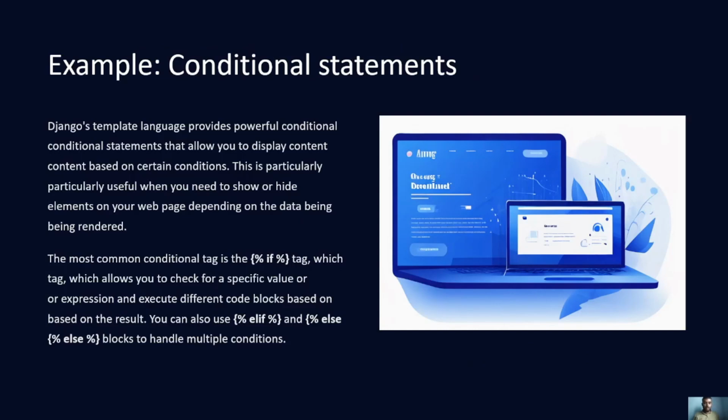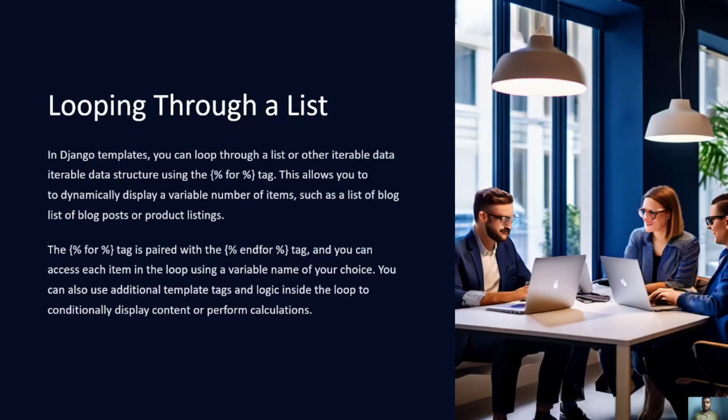Conditional statements. Django template language provides powerful conditional statements that allow you to display content based on certain conditions. This is particularly useful when you need to show or hide elements on your web pages, depending on the data being rendered. The most common condition tag is the if tag, which allows you to check for a specific value or expression and execute different code blocks based on the result. You can also use elif and else blocks to handle multiple conditions.